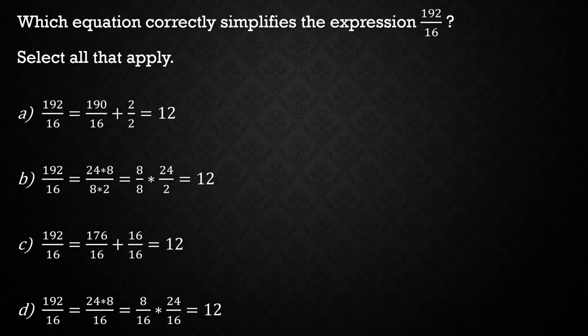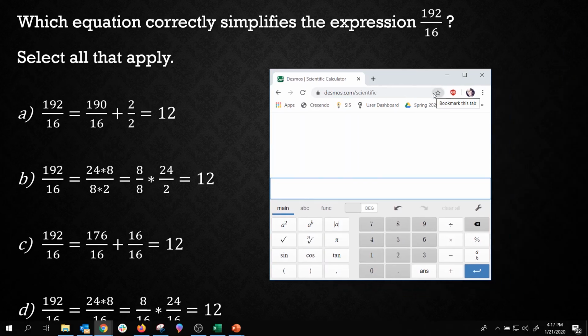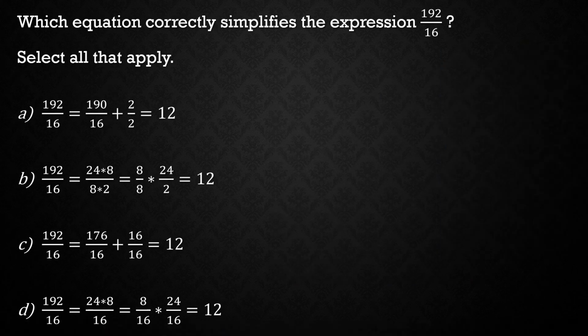Alright, next one. So we want to know which equation correctly simplifies the expression 192 over 16. Now if you notice, all of these say that it equals 12, and if you were to divide that, you would get 12. So if you were to type into your calculator 192 divided by 16, you do get 12. But the part that we need to look at on this problem is this right here.